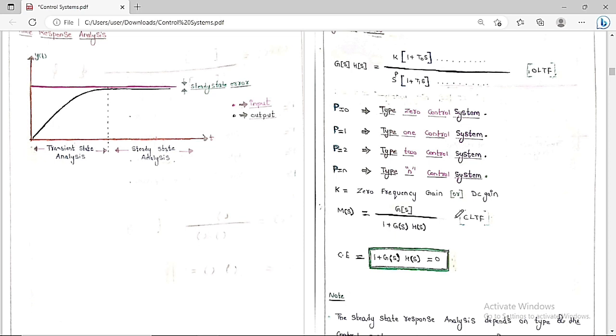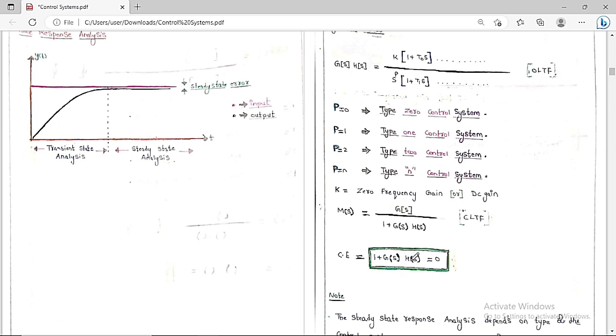Always we are going to choose the negative feedback system, and its closed loop transfer function is C(s)/R(s) = M(s) = G(s)/(1 + G(s)H(s)). This is called the characteristic equation. For the overall transfer function, the denominator part is called the characteristic equation. So the characteristic equation is 1 + G(s)H(s) = 0. If we equate it to 0, the highest power is called the order of the system. So this point you always have to keep in your mind.